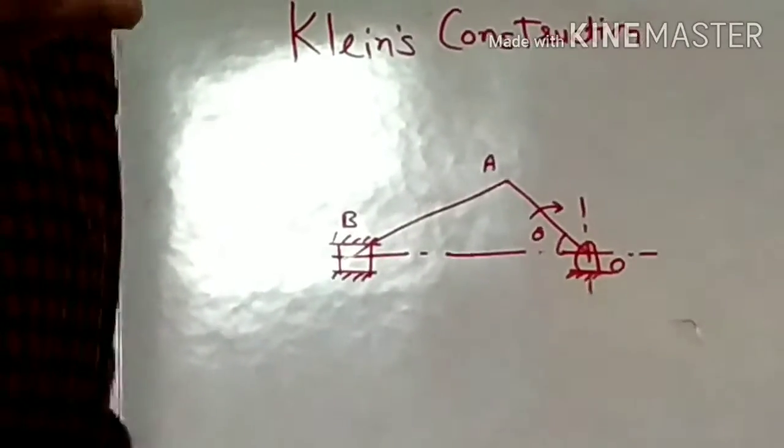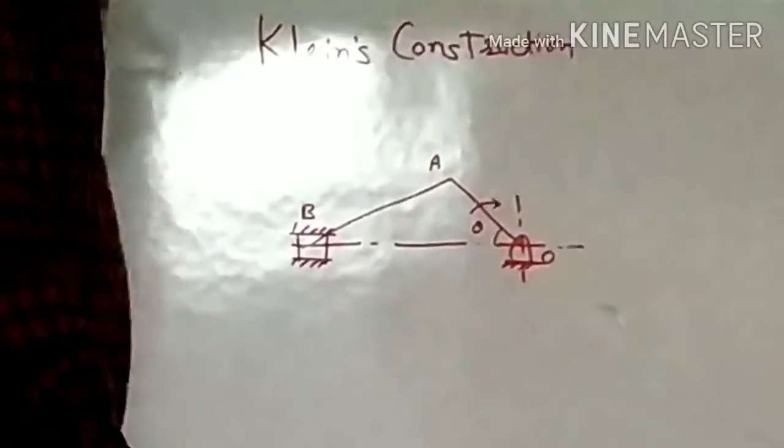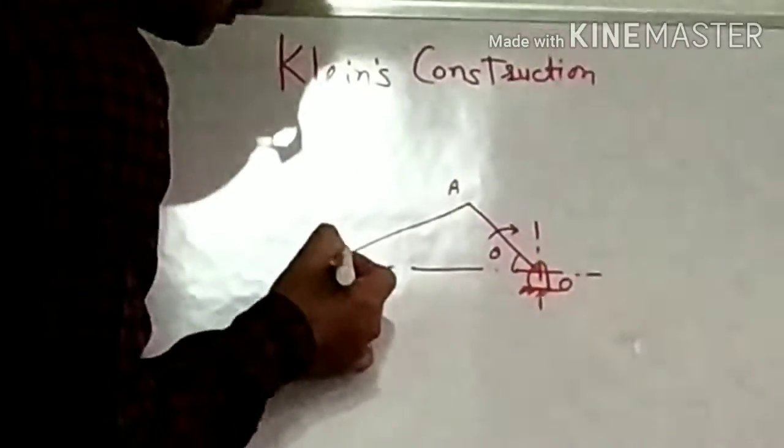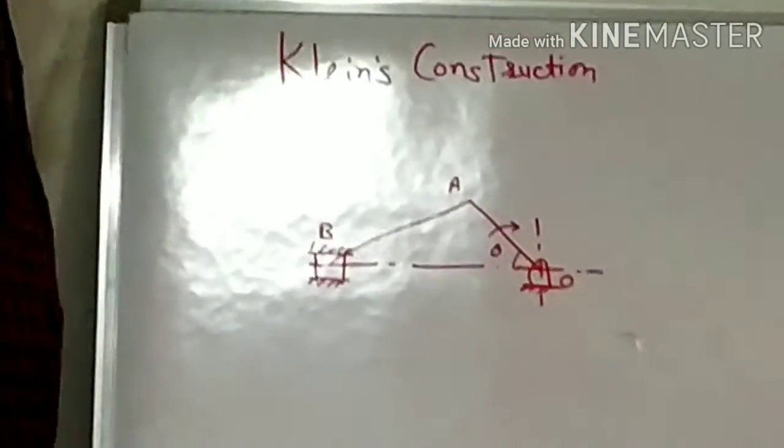Now here, in the first session we will see how to draw the velocity diagram by using plane's construction and how to determine the velocities and angular velocities of the slider crank mechanism. Here we consider a slider crank mechanism. Link OA is the crank, link AB is the connecting rod, and B is the slider.